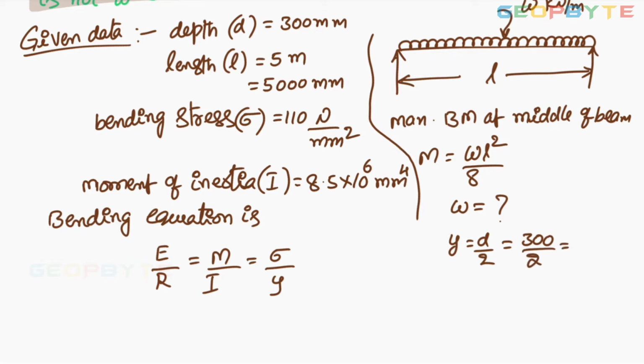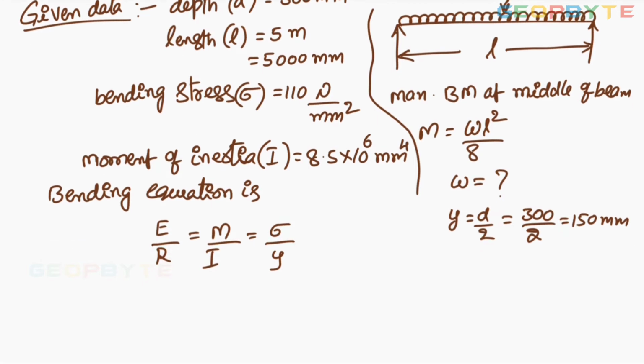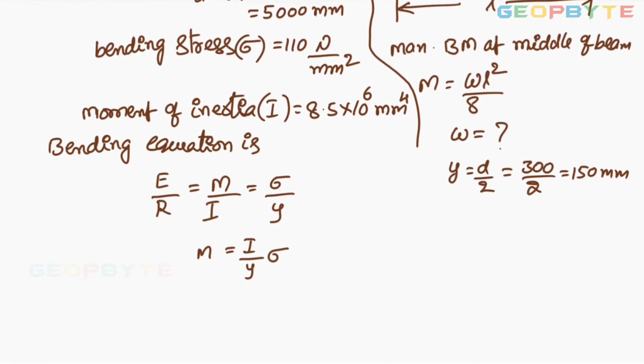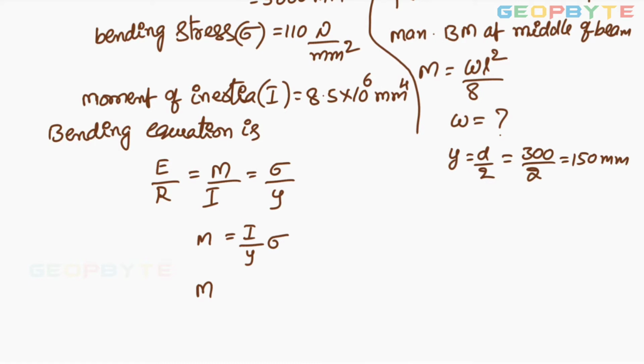300 by 2 is equal to 150 mm. From this, bending moment M equals I by Y into bending stress. Bending moment M equals I, 8.5 into 10 power 6 divided by 150, into the bending stress is given.